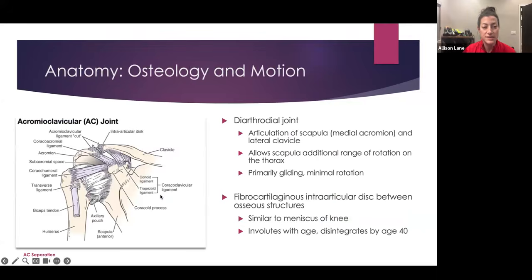Specifically, osteology and motion of the AC joint. It's a diarthrodial joint. So you have the articulation of the scapula at the medial acromion here, and then with the lateral clavicle. Really this allows the scapula more motion on the thorax, but primarily the AC joint is for gliding with minimal rotation. There is a little disc in here, a fibrocartilaginous disc, that's similar to the meniscus of the knee, and it tends to involute with some age and disintegrates even by the age of 40. So I have none.